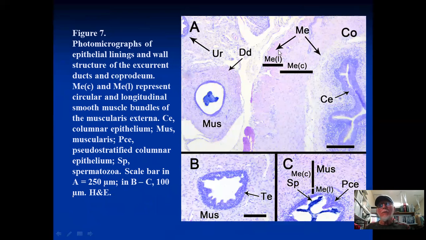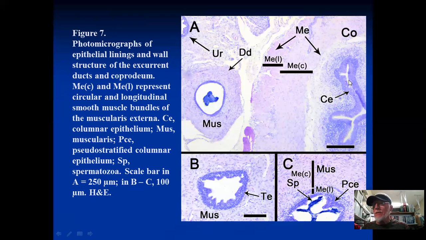You have a longitudinal layer and a circular layer. And also shown in this figure are the epithelia of both the ureter and the ductus deferens. In B is the ureter, and it is lined with transitional epithelium, as one might guess. It does expand, and over here in C is the ductus deferens, full of sperm, and its epithelium is a pseudostratified columnar epithelium. I'll back up to A for just a moment.